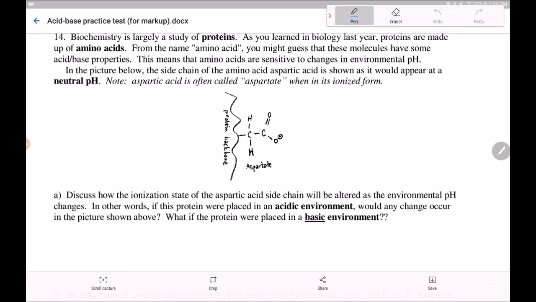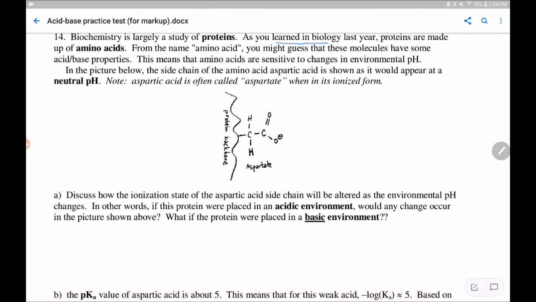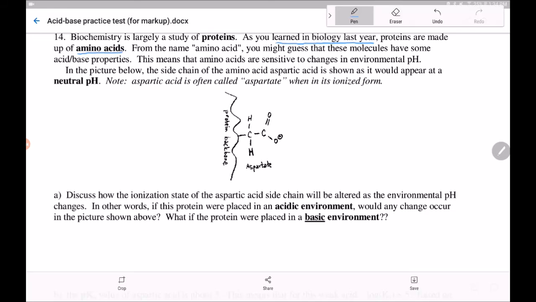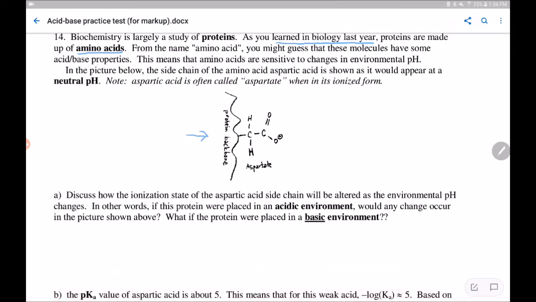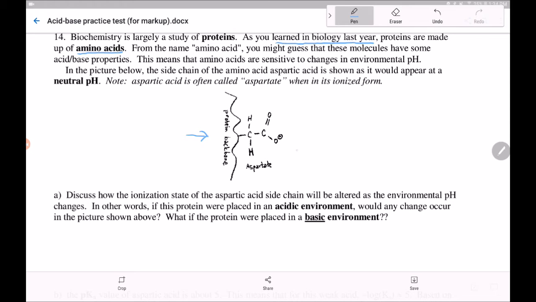Number 14 does refer to learning you did last year. Proteins are made of amino acids, and proteins are extremely important in biochemistry. Here's an example of an amino acid. You really couldn't understand this last year, but now you can.